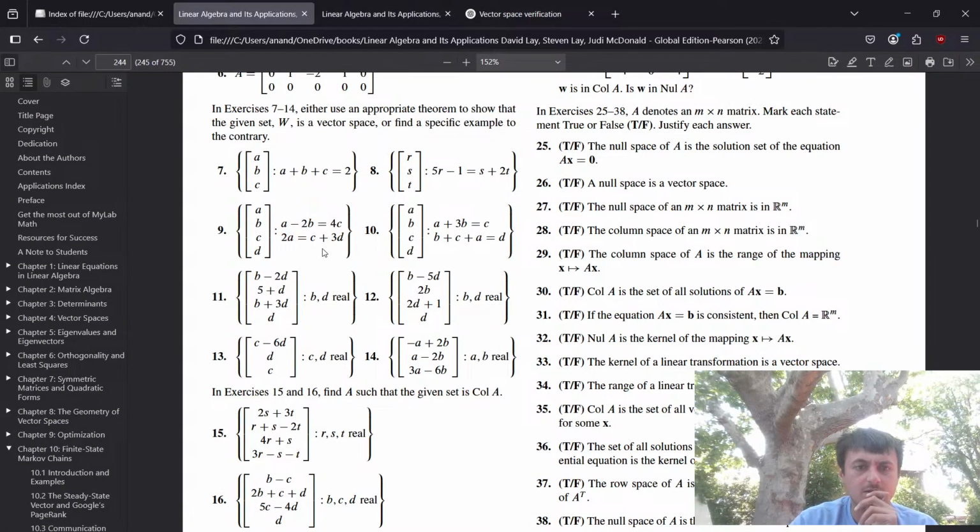Okay, so 11 is not a vector space, because there's no way to satisfy that there's a 0 element, and all vector spaces need a 0. Similarly here, if D is 1/2, this is not a vector space. So 12 is no. And 13 is a vector space. And 14 is a vector space.